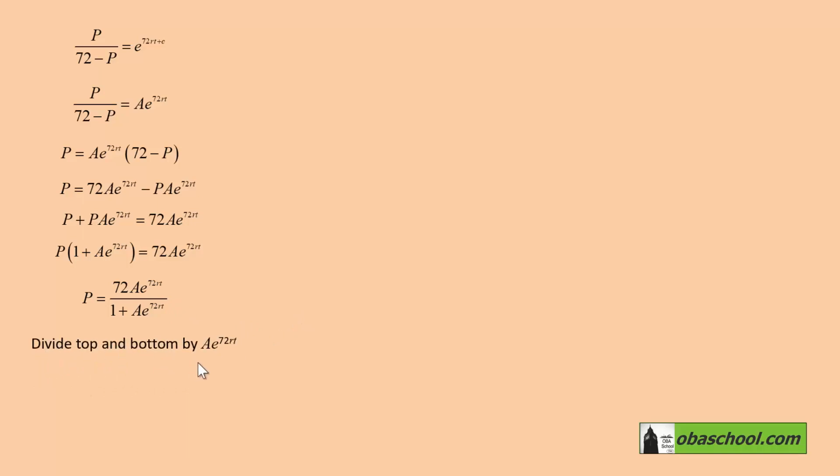Let's divide the top and the bottom by ae to the 72 RT. So that's this part here. The top just becomes 72. This term obviously becomes 1 because we're dividing it by itself, and then we've got 1 over ae to the 72 RT. And I'm going to rewrite that as 72 over 1 plus be to the negative 72 RT. In other words, the b is 1 over a, and instead of having e to the 72 RT on the bottom, it's e to the negative 72 RT on the top of this fraction, which of course is on the bottom of the whole fraction.